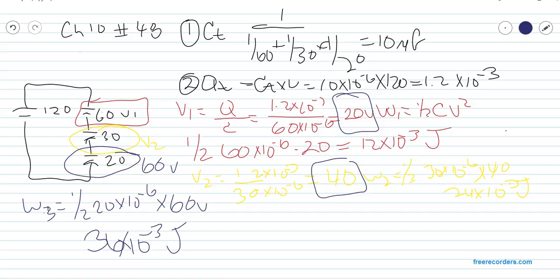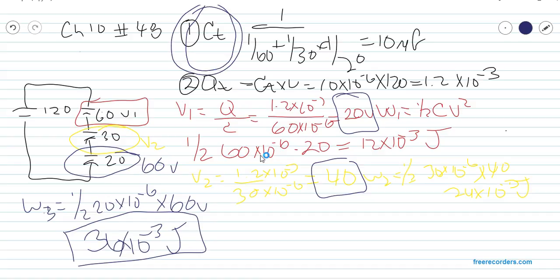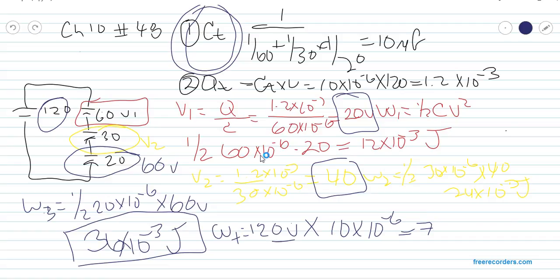Now, that is the energy stored by each capacitor. But you can also check yourself by checking the energy stored for the equivalent capacitor CT. We'll call that W total, which is equal to 1/2 times the capacitance total, 10 times 10 to the minus 6, multiplied by 120 volts, the voltage of the system, squared, which is equal to 72 times 10 to the minus 3 joules.